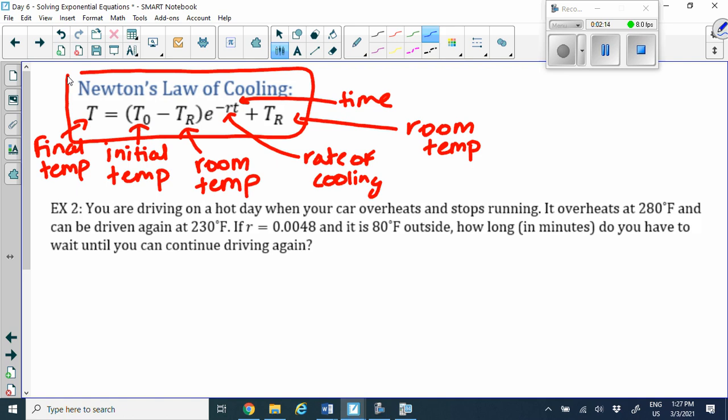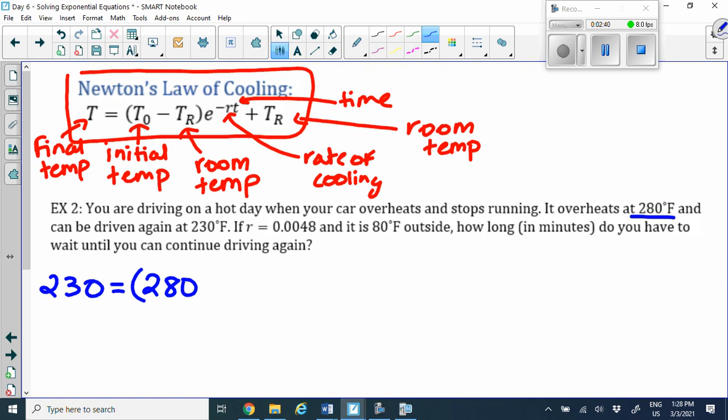Okay, first it says your car overheats at 280 degrees, okay? So basically your car is at 280 degrees. So that is going to be our initial temperature. That's the initial temperature of the car. Now we want to drive it once the car is at 230. So that is our final temp, that's what we want it to be. So I'm going to put 230 here, okay?